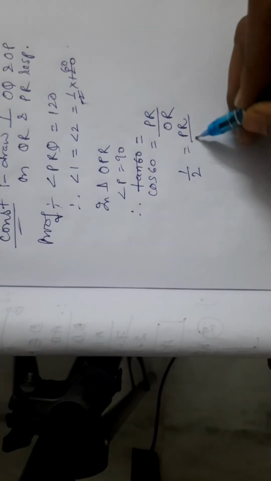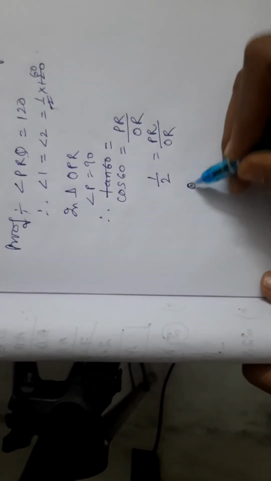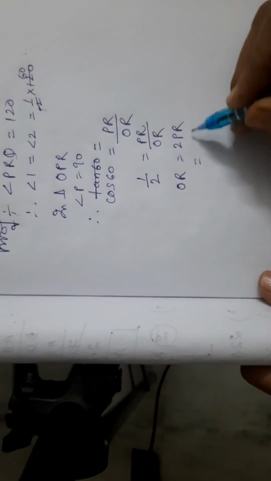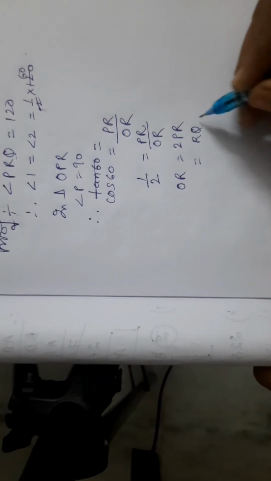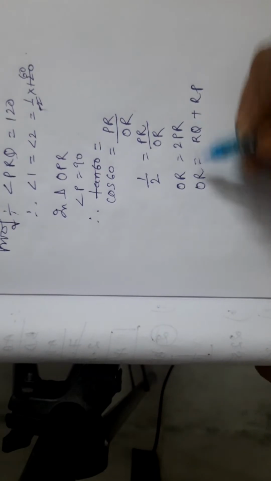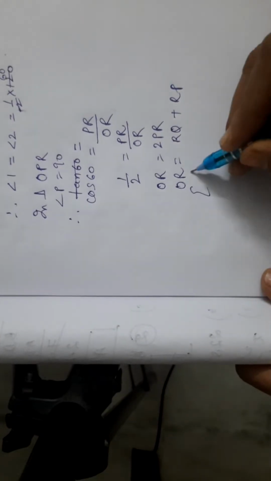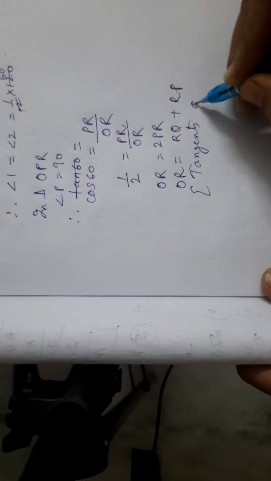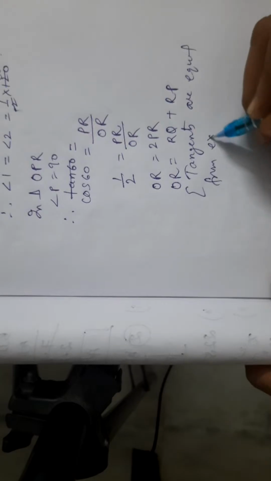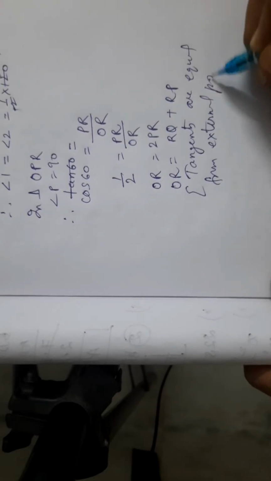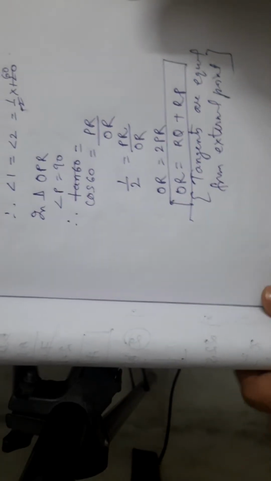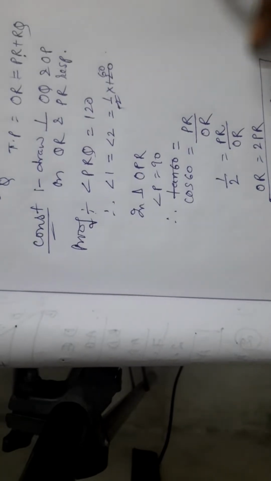Now here, cos 60 is half from the trigonometry table. So it's half equals PR upon OR. Now having cross multiplication, OR is 2 times PR. Now 2 times PR we can replace with RQ plus RP as tangents are equal. Here you can write the statement, tangents are equal from an external point. This is how we got OR to be equal to the other two sides. So this is one of the important questions which you can repeat very nicely.